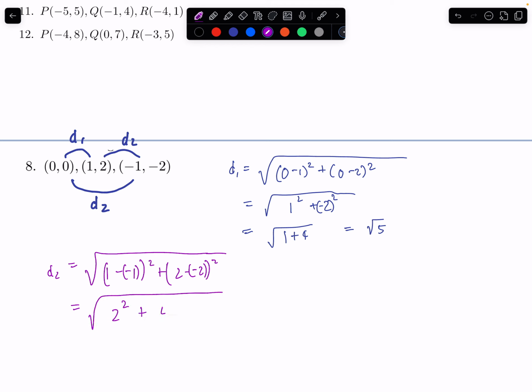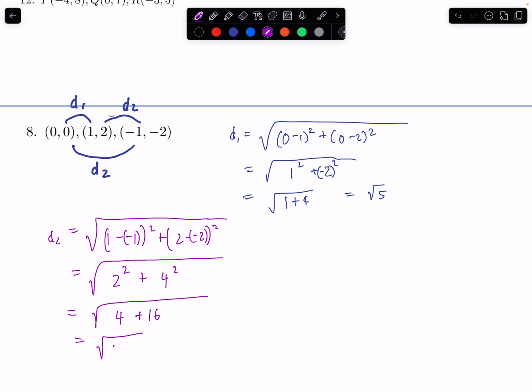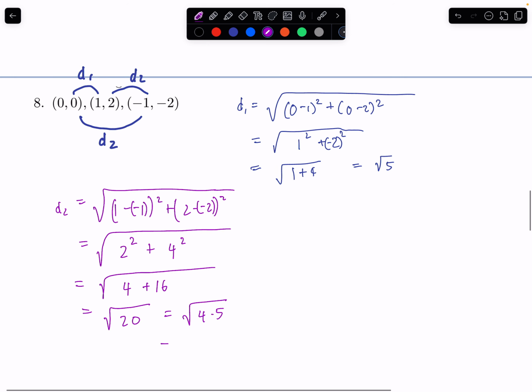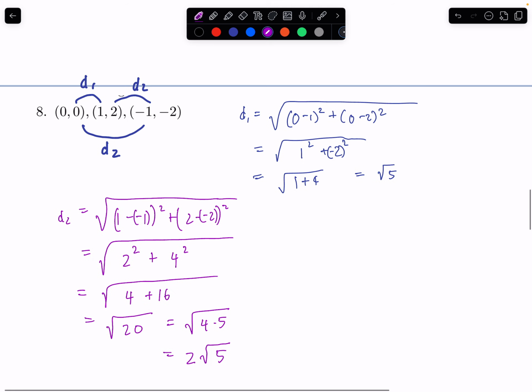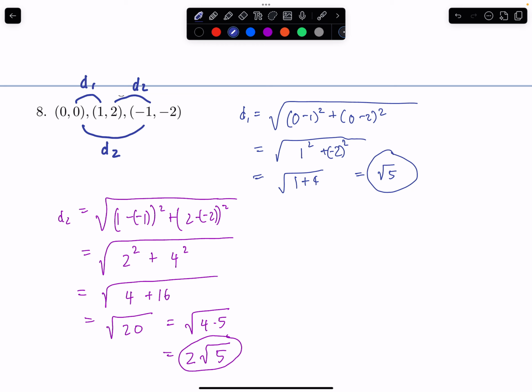2 minus negative 2 is 4. And then square it. It's going to give me 4 plus 16, which is the square root of 20. And the square root of 20, that's the square root of 4 times 5, right? Which means the square root of 4 is 2, so that 2 can come out. I got 2 root 5. Okay, so 2 root 5 is d2. d1 was just a regular old root 5.